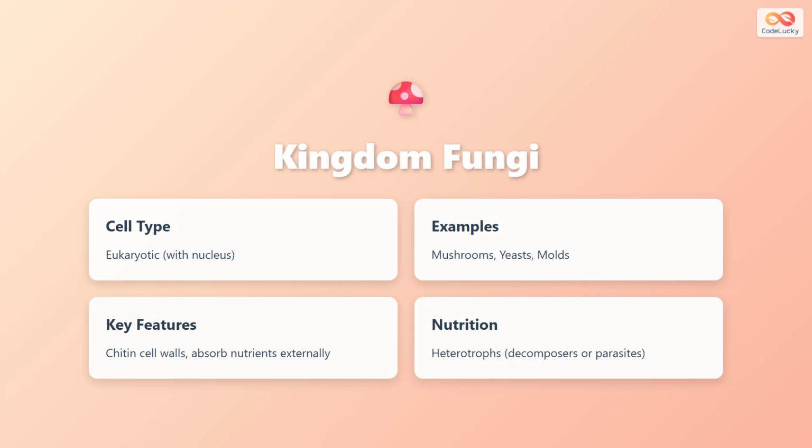Fungi are heterotrophs, which means they cannot make their own food like plants do. Instead, they absorb nutrients from their environment. Many fungi are decomposers, breaking down dead organic matter and recycling nutrients back into ecosystems. Some fungi are parasites that live on or in other organisms.